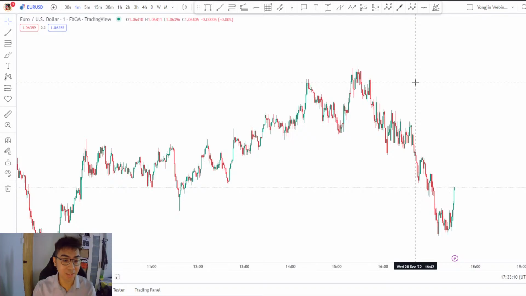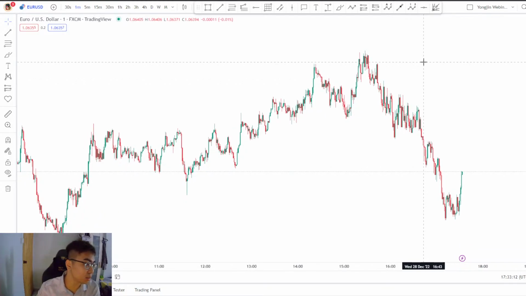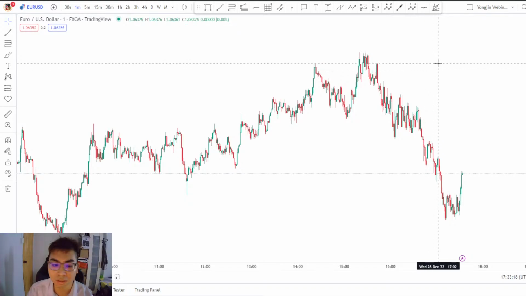Okay, so if you guys are trading or you guys are in any currency pairs, do let me know. Any currency pairs, just send it in.